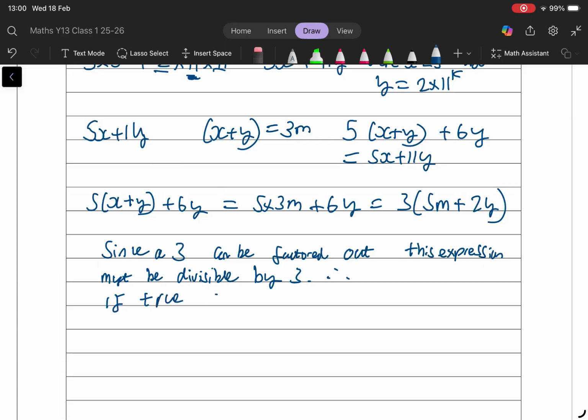If true for n equals k, then true for n equals k plus 1. Since true for n equals 1, true for all n elements of the positive integers. And so yeah, that's how you would approach that question.